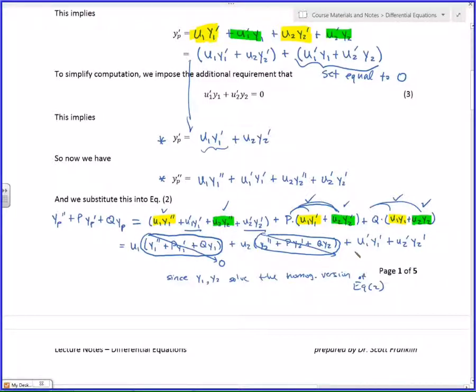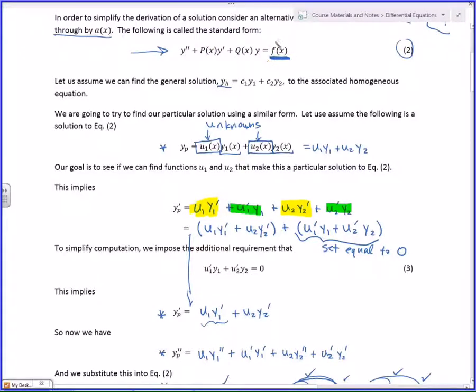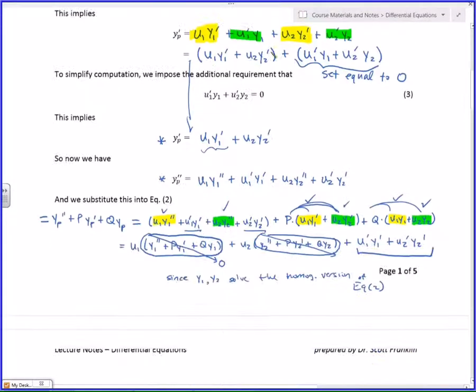Now, all we've got left is this right here. Now, what is that equal to? Well, come back to what I have written right here. I'm looking for yp. Yp is a particular solution, which means it's actually a solution to 2. So what is this equal to then? If yp is a solution to the actual equation 2 up here, then if I plug yp into this, I better get f of x.